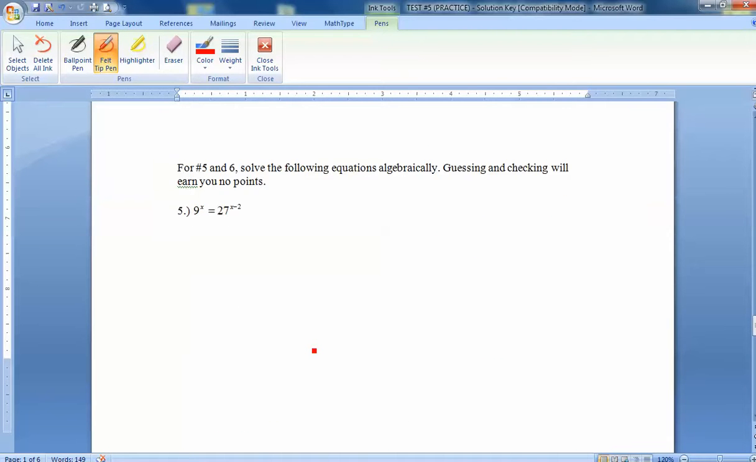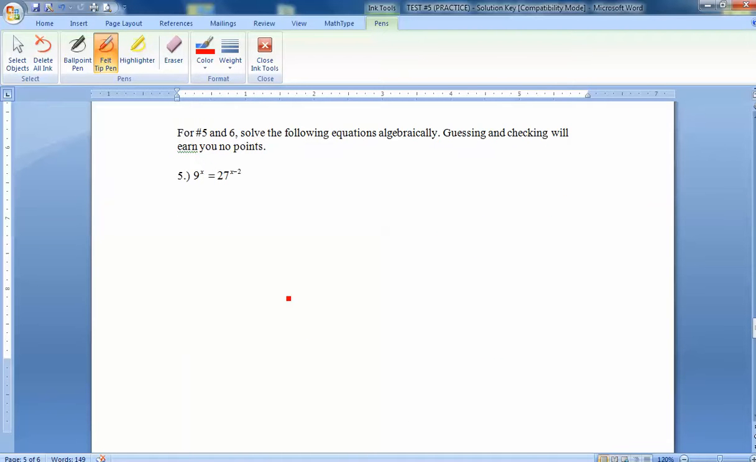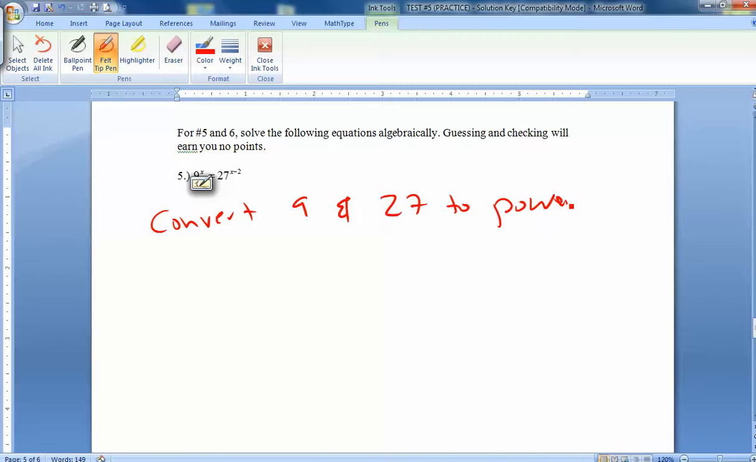Okay, let's look at 5 and 6. Now for number 5, the strategy here is to convert 9 and 27 to powers of 3. Now how do you know what power to convert it to? Why not powers of 2? Why not powers of 4? Why not powers of 5?